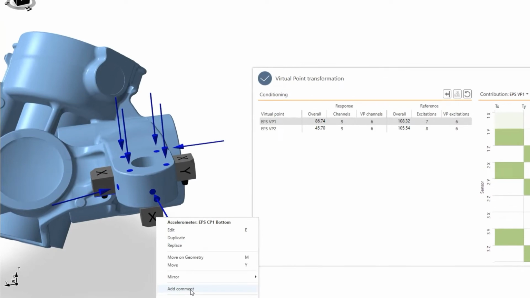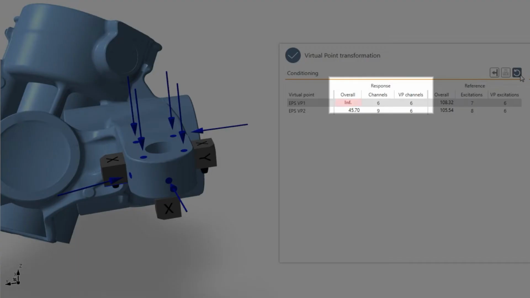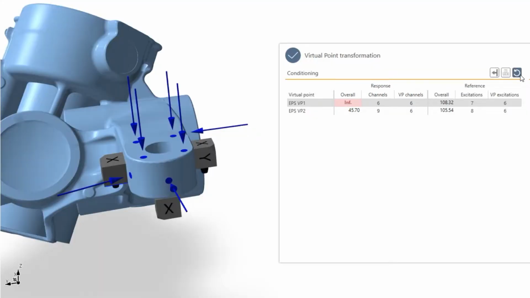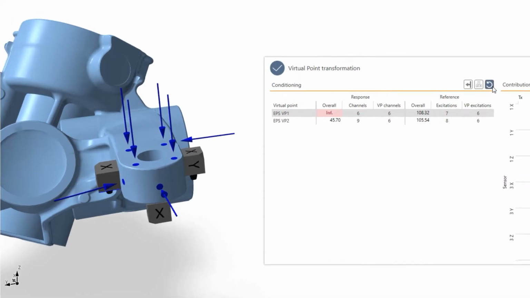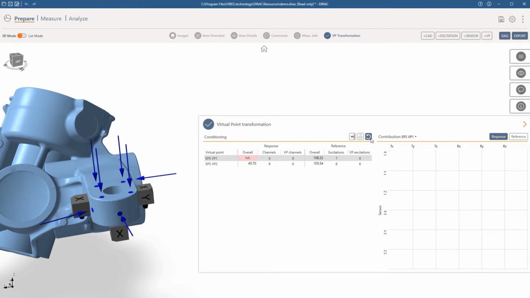When your setup does not allow to identify all your VP DOFs, the overall conditioning will be highlighted in red. This is the case when you have only assigned 2 triaxial sensors to measure a 6-DOF VP, because they cannot observe the rotation around the axis that connects them. That's why you always need at least 3 sensors to capture the response of a 6-DOF VP. If the conditioning number is still too high, you can use the information in the individual VP DOF conditionings to improve it.